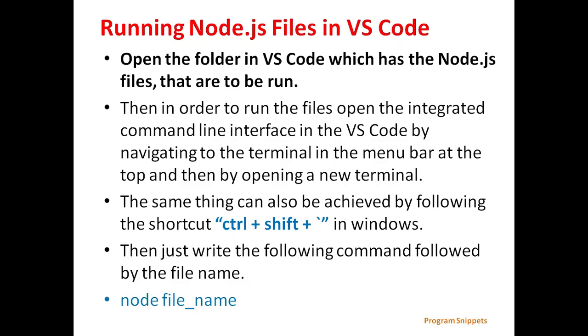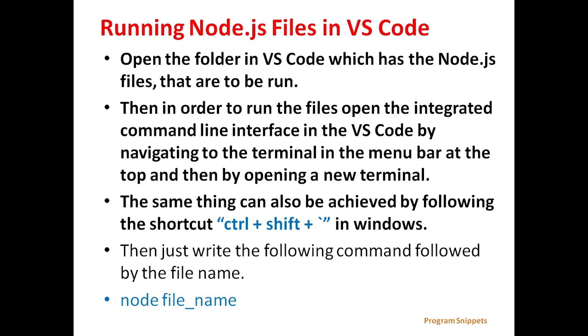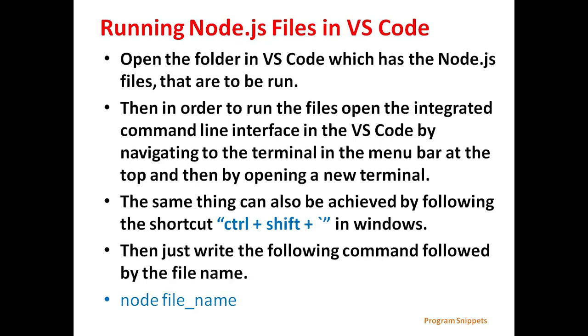To run the Node.js file in Visual Studio Code, open the folder in VS Code which has the Node.js files that are to be run. Then in order to run the file, open the integrated command line interface in VS Code by navigating to the terminal in the menu bar at the top and then by opening a new terminal. The same thing can also be achieved by the following shortcut, and then just write the following command, node filename, to execute your JavaScript file.